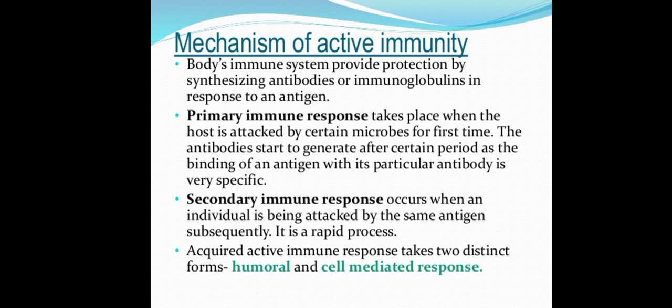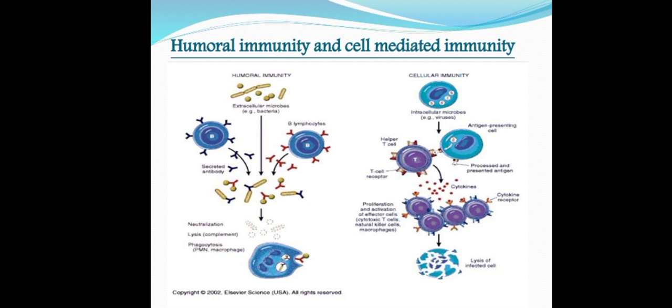Acquired immune response takes place in two distinct forms, that is humoral and cell-mediated immune response. Humoral immunity involves the natural antibodies or immunoglobulins in our bodies produced by B cells. They kill the microbes that enter into our body in the form of antigen, called humoral immunity. Cellular immunity means the immune response is done by various kinds of cells like T helper cells, antigen processing cells, and cytokines. Thank you.